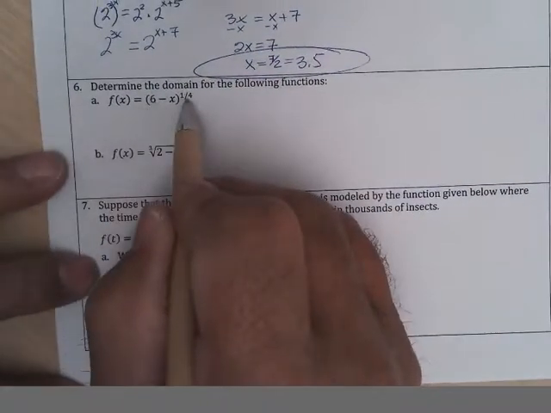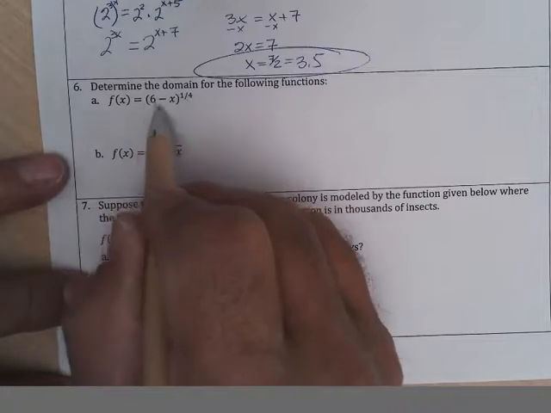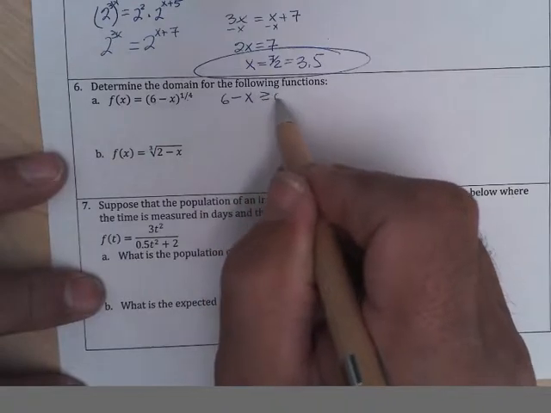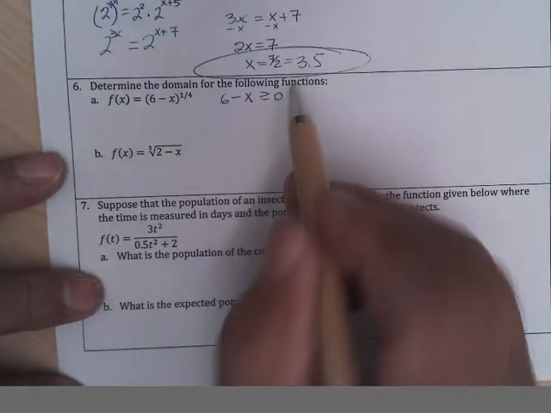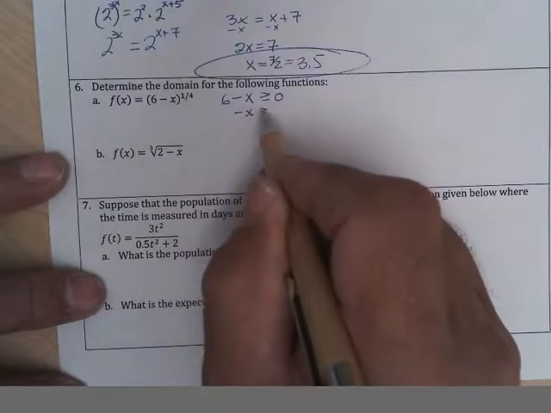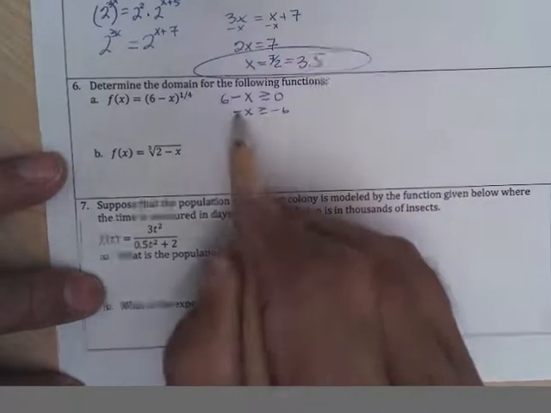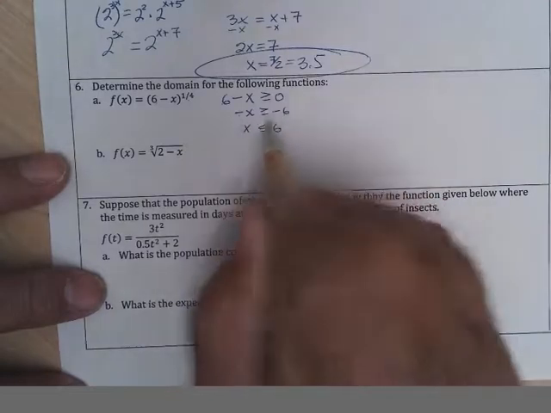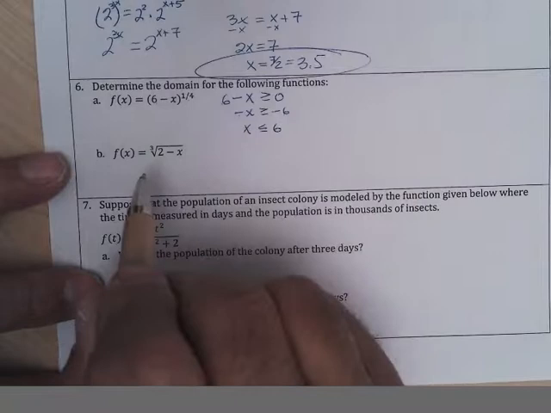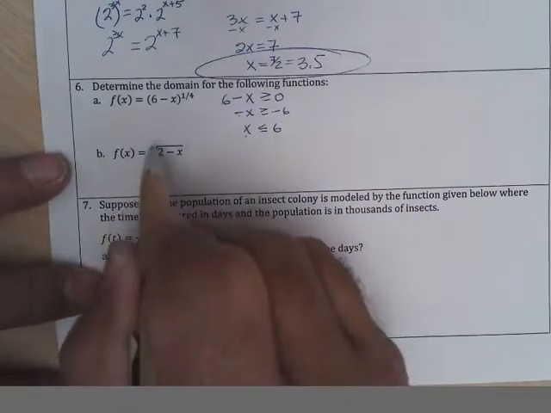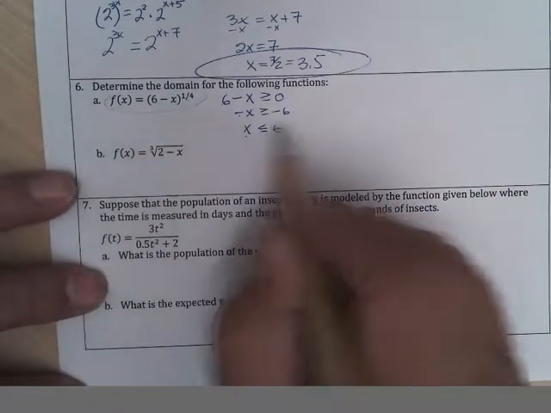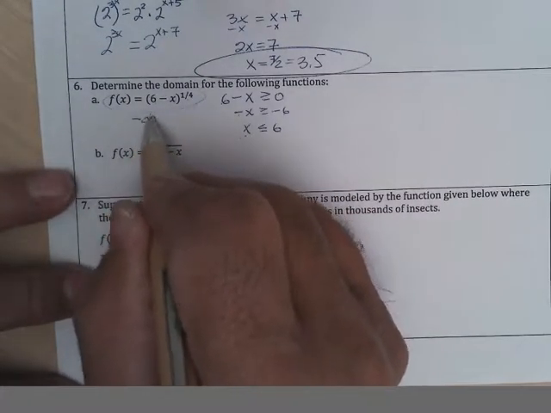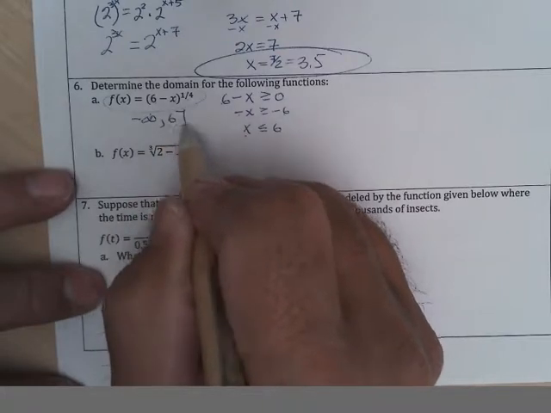The fourth root, well, that's an even root, so the inside cannot be negative. So 6 minus x has to be greater than or equal to 0. If I subtract 6 from both sides, I get negative x is greater than or equal to negative 6. Multiply both sides by negative 1, and I get x is less than or equal to 6. You have to flip the sign if you multiply by a negative. Or you could type this into your calculator and graph and see that the graph only happens from negative infinity up to 6, including 6.